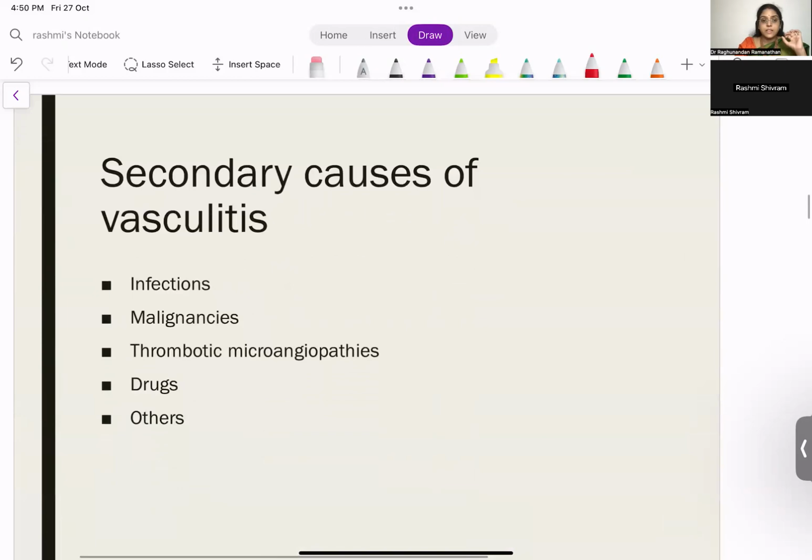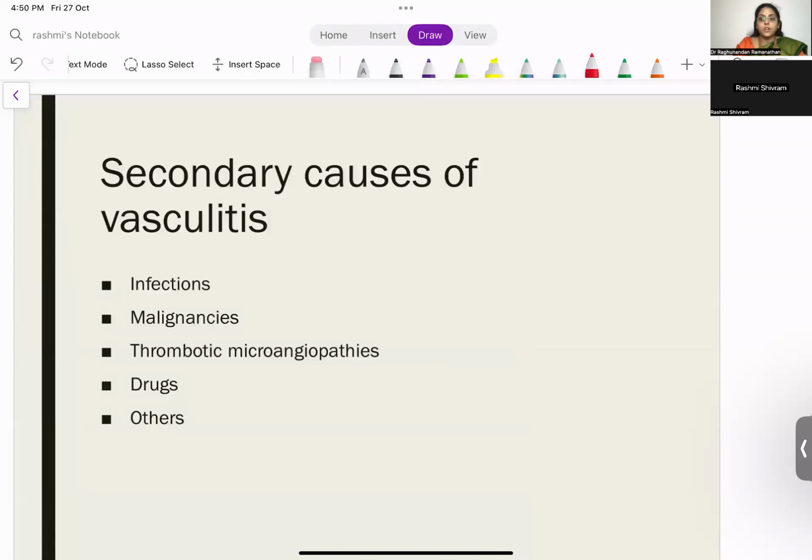So what are the secondary causes of vasculitis? You need to rule these out before saying that the patient has a primary vasculitis. This is very, very important. A rheumatological manifestation may be a presentation of an infection, but you should not treat that as vasculitis. You must treat the primary infection first, then only will this get cured. So keep that in mind.